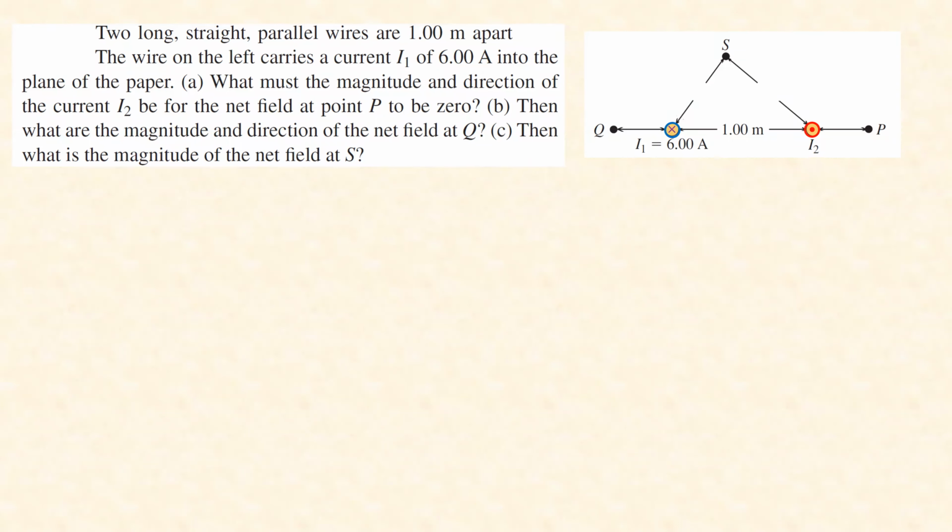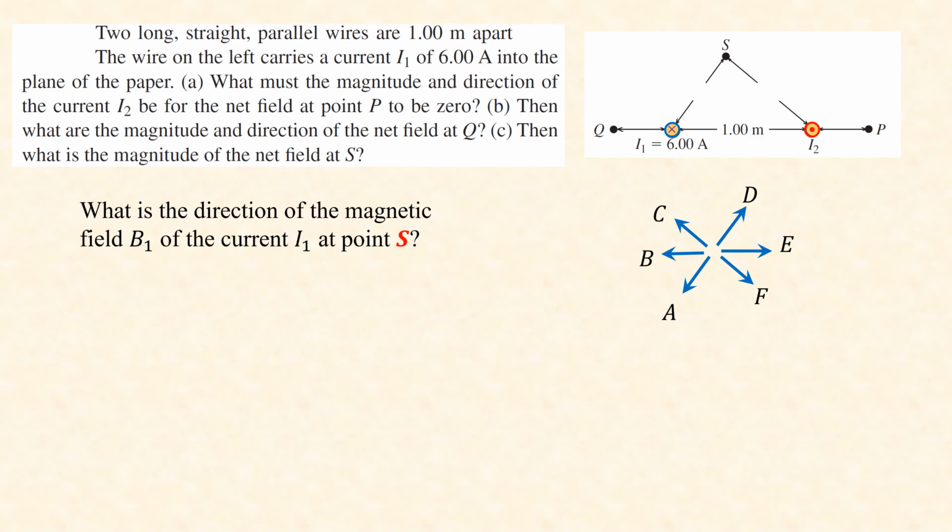All right, and then we want to find the third part. What is the magnitude of the net field at S? At point S, this one creates a magnetic field that is perpendicular to the radial direction, right? And of course, given from right-hand rule. I put that in a question. I don't know if I should ask you these questions or not. Let's try one, see how you're doing. What is the direction of the magnetic field B1 of the current I1 at point S? Which one of these?